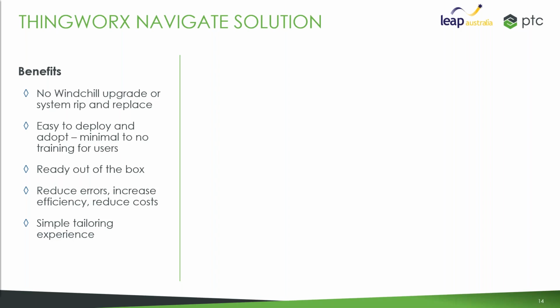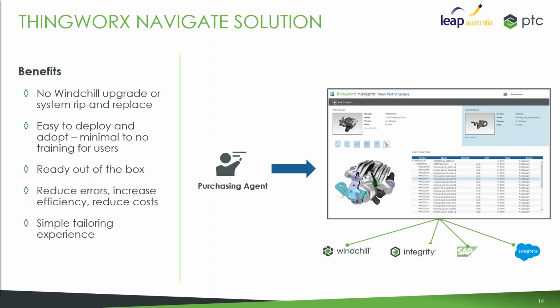There's minimal training. It's ready out of the box, really designed for people like your purchasing person, who only needs to go in every now and then. They don't want the power and complexity of a full PLM system. They just want to go in and find a parts list, grab a drawing, things like that, to provide that information to somebody. So that's the idea of ThingWorx Navigate: to connect into Windchill, but it also has the ability to connect into other systems as well.